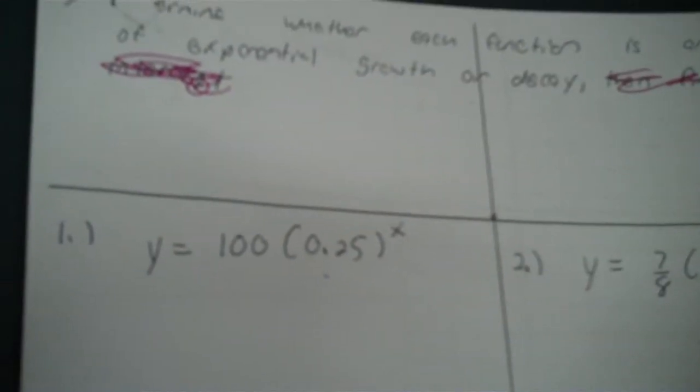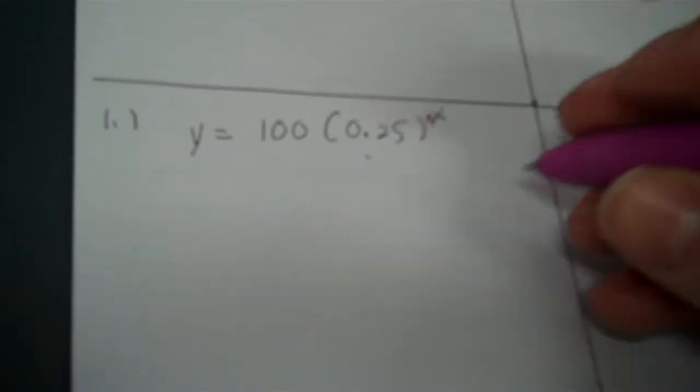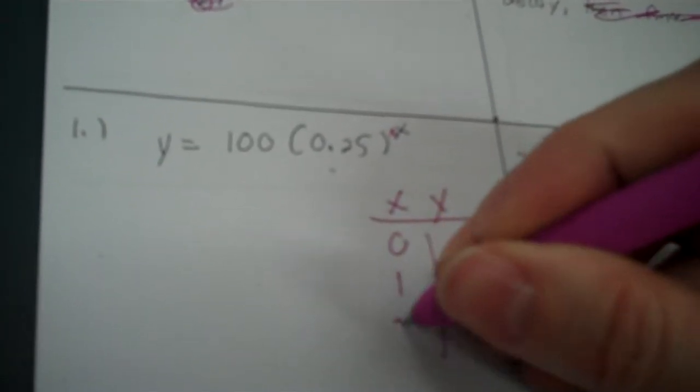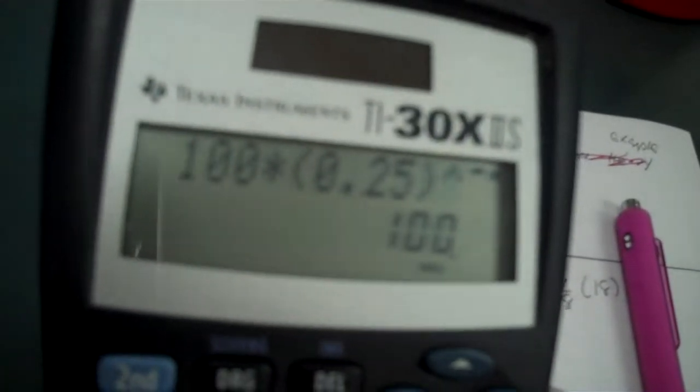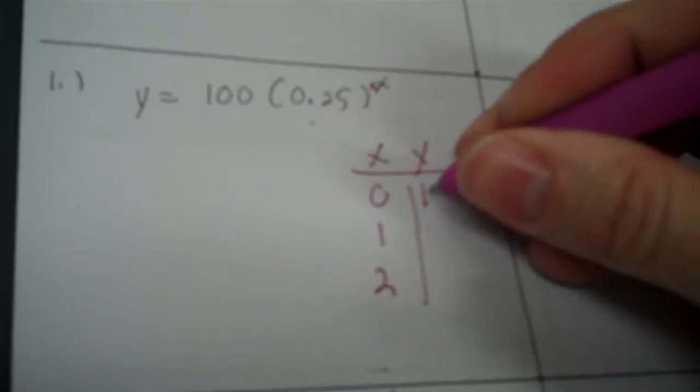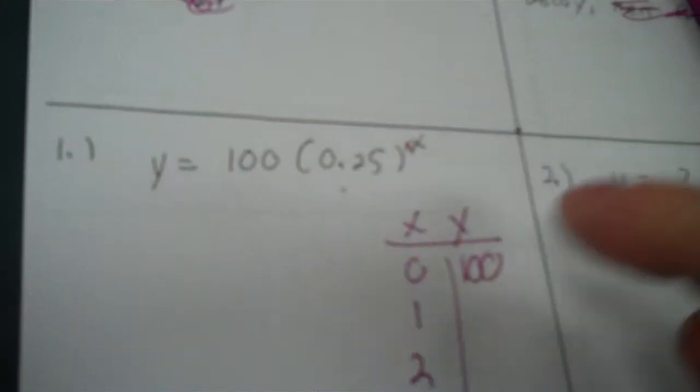Okay, determine whether each function is an example of exponential growth or decay. So again, remember, this is to the x power, not times x. Totally different operation. So just go 0, 1, 2, and then just plug them in, see what happens. So I got 100 times parentheses 0.25 to the power of 0. That's 100. And it makes sense because anything to the 0 is 1. So if that's 100 times 1, it's going to be 100.